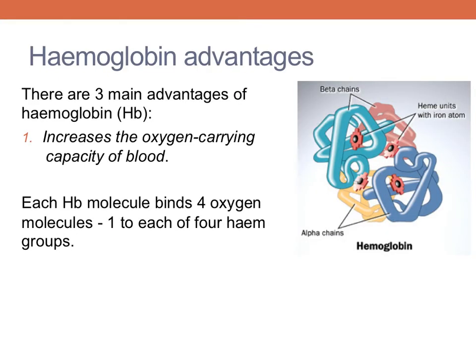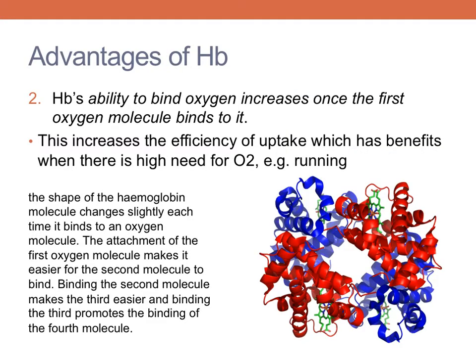How it does this can be broken down into 3 main advantages. The first, that it increases the oxygen carrying capacity of blood. So each molecule of hemoglobin binds 4 oxygen molecules, 1 to each of the 4 heme groups. The second advantage of hemoglobin is that its affinity to oxygen increases after the first oxygen molecule binds to it. So when the first molecule binds to it, the second, third and fourth all come faster. So that increases the efficiency of uptake, which has benefits especially when there's high need for oxygen, for example when you're running.